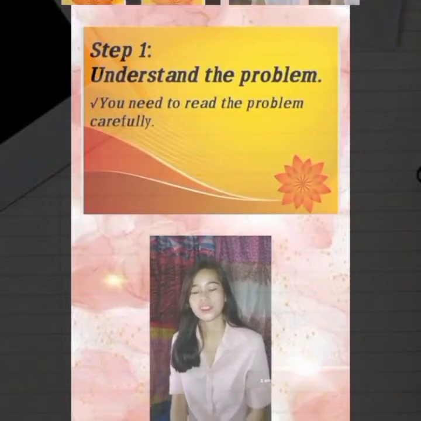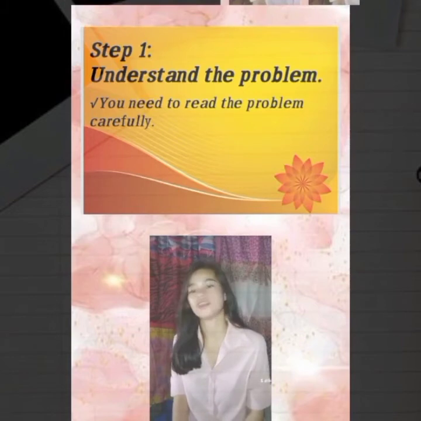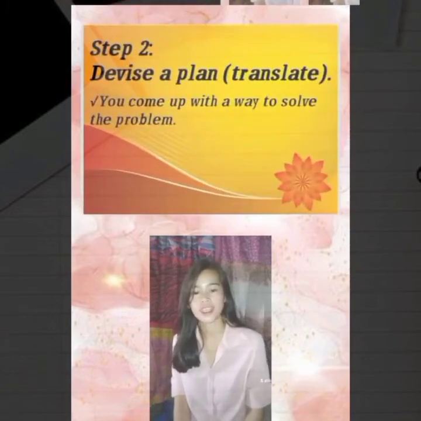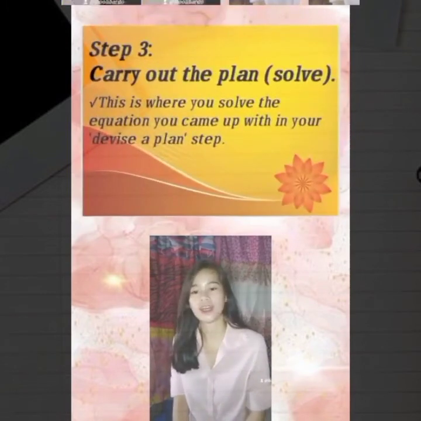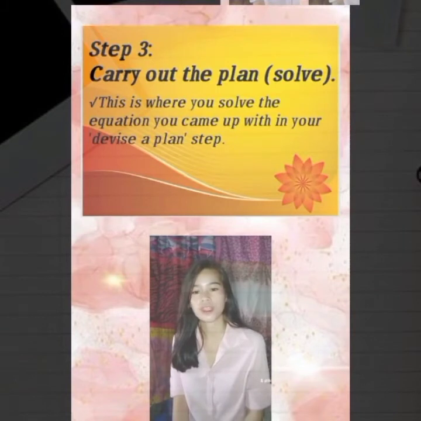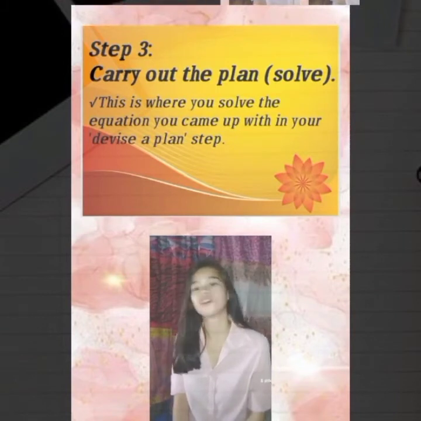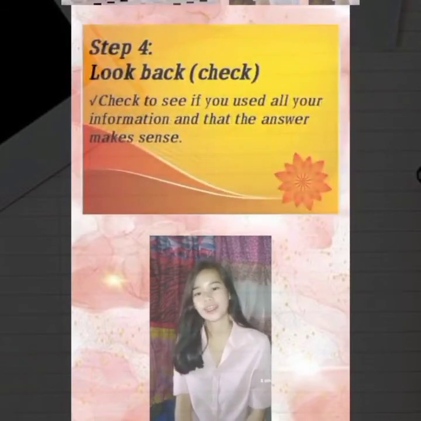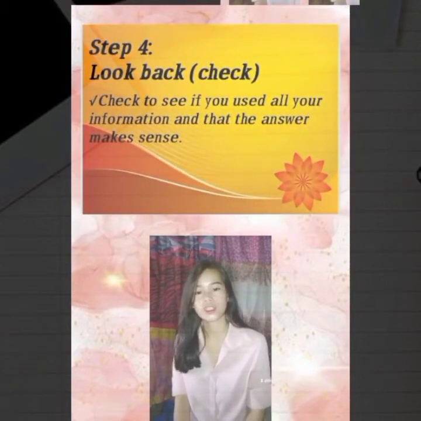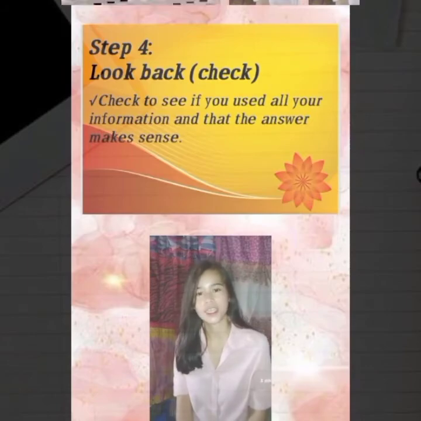Step 1. Understand the problem. You need to read the problem carefully. Step 2. Devise a plan. You come up with a way to solve the problem. Step 3. Carry out the plan. This is where you solve the equation you came up with in your devise a plan step. Step 4. Look back. Check to see if you used all your information and that the answer makes sense.